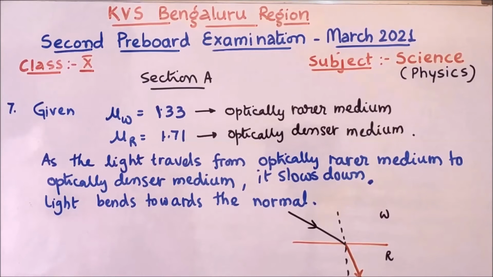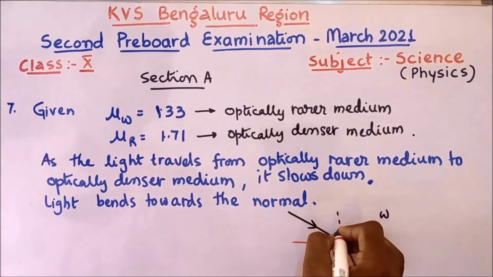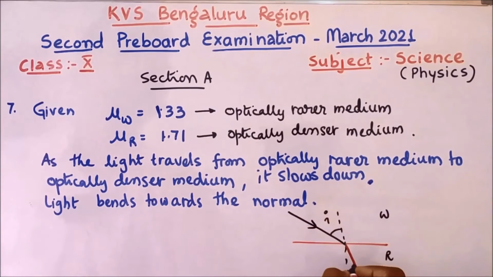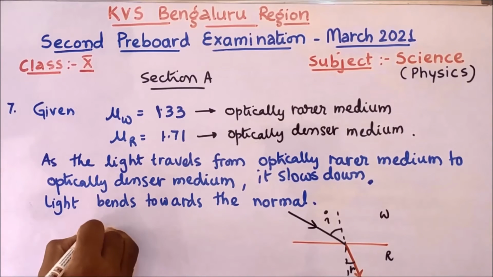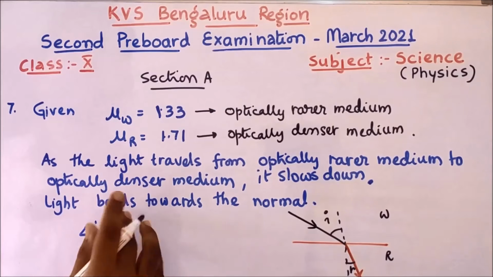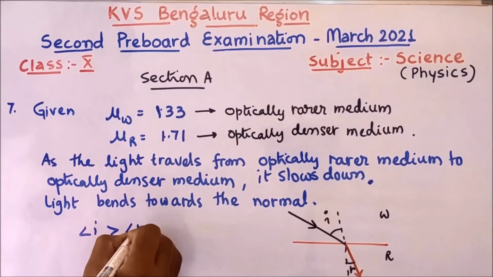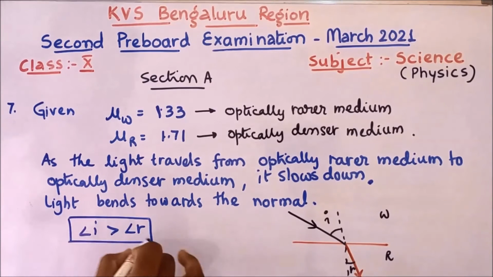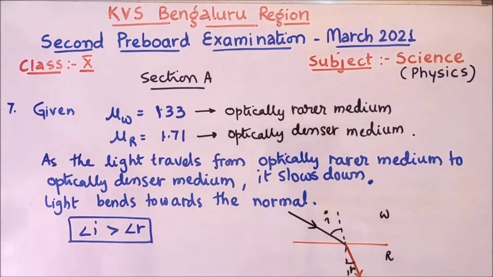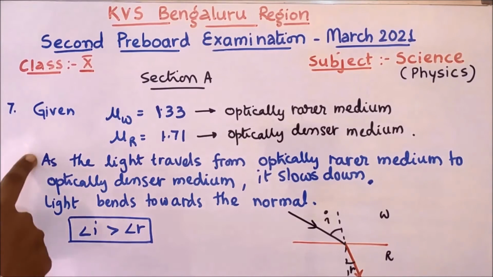So what is the angle of incidence? The angle between the incident ray and the normal. And what is the angle of refraction? The angle between the normal and the refracted ray. So you can say that angle I is greater than angle R. The question consists of two parts. It's asking which is more, I or R, and it is also asking why. So you have to write this reason.